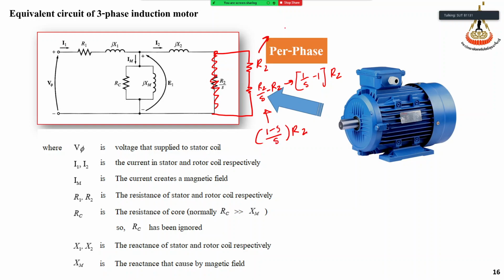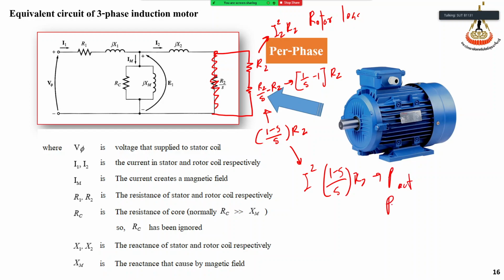And this R2 is the loss in the rotor. Therefore, (1 minus S) divided by S times R2 is the power output, right? I2 squared R2 is the rotor loss. But I2 squared into (1 minus S) over S R2 is the P out. But in fact, we call this P air gap, the power that is transferred into the rotor, the power at the rotor shaft.